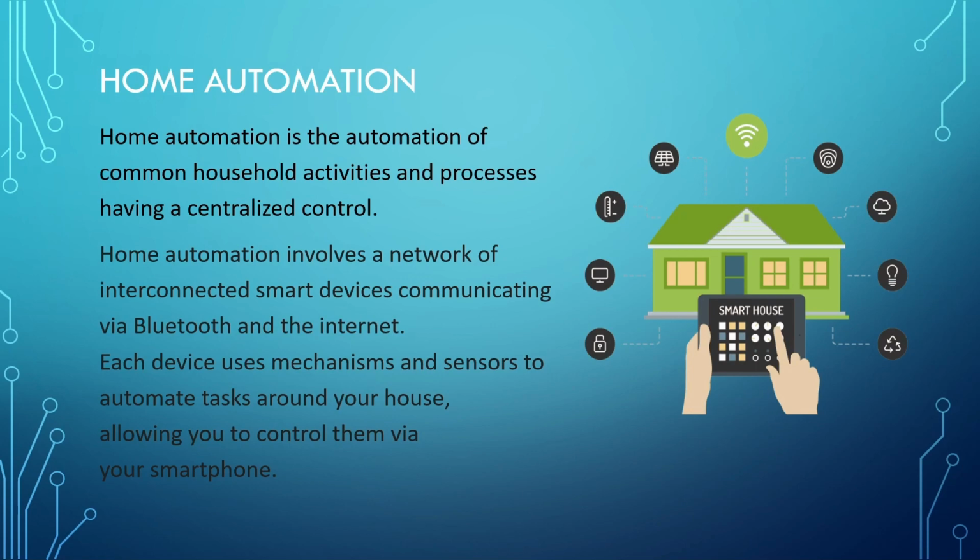Home automation is the automation of common household activities and processes having a centralized control. Home automation involves a network of interconnected smart devices communicating via Bluetooth and Internet. Each device uses mechanisms and sensors to automate tasks around your house, allowing you to control them via your smartphone.